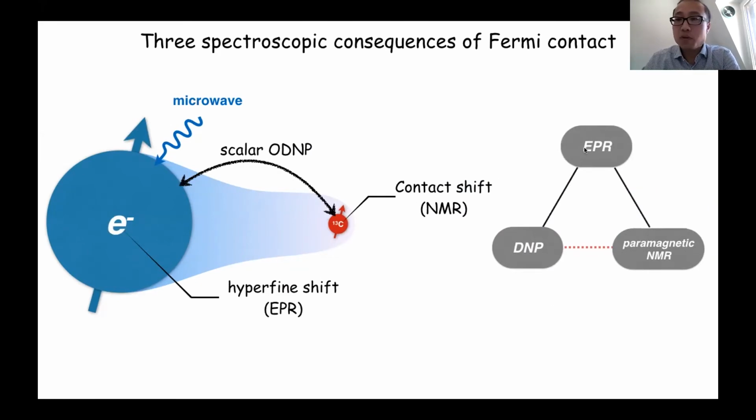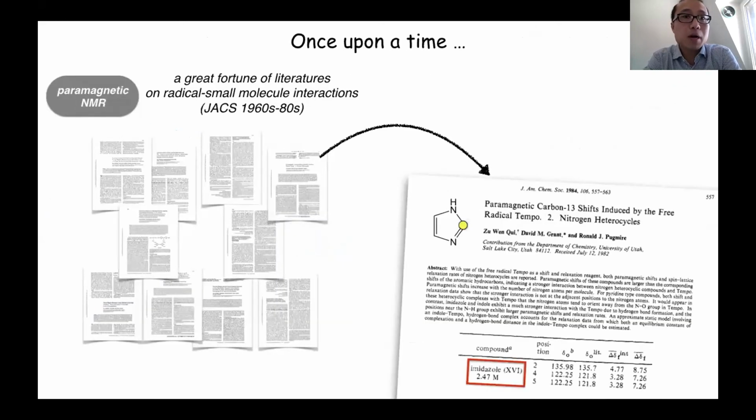The connection between DNP and EPR, and paramagnetic NMR has been extensively explored in the literature, but there are not too many reports connecting the paramagnetic NMR shift and the DNP enhancement. So I wonder if the paramagnetic NMR shift can be used as an indicator to predict the DNP enhancement and to have a guideline. Taking this hypothesis, I dived into quite older literature, mainly published from the 1960s to the 80s, on paramagnetic NMR of radical small molecule interactions.